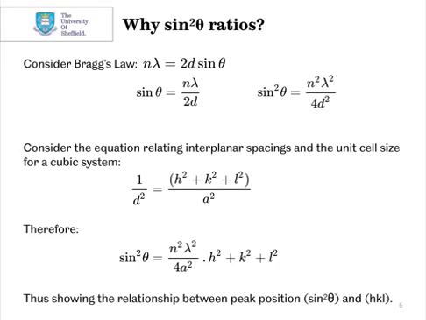We can also consider the equation that correlates the d-spacings between planes in a lattice and the unit cell size for a cubic system: 1 over d squared equals h squared plus k squared plus l squared, all over a squared. Combining these 2 equations gives us sine squared theta equals n squared lambda squared over 4a squared, multiplied by h squared plus k squared plus l squared. This n lambda section effectively becomes a constant, and so we can ignore that for the time being. So what you can see is there's a direct correlation between the position of the peaks in sine squared theta and the Miller indices h, k, l.